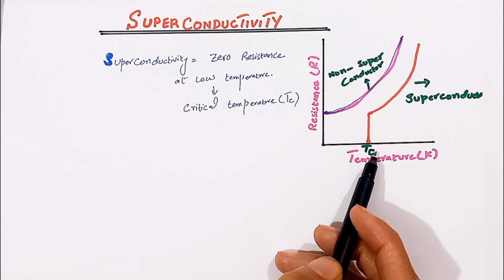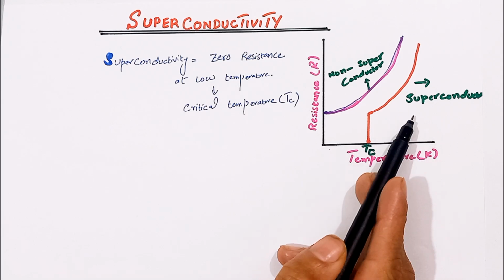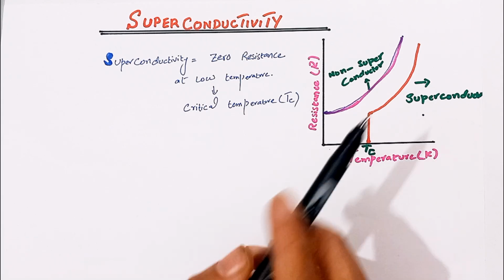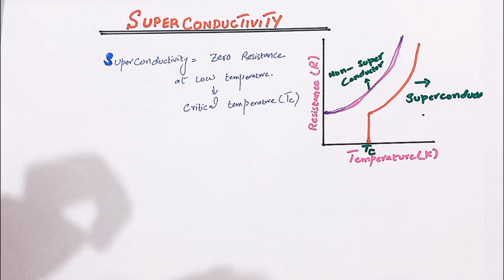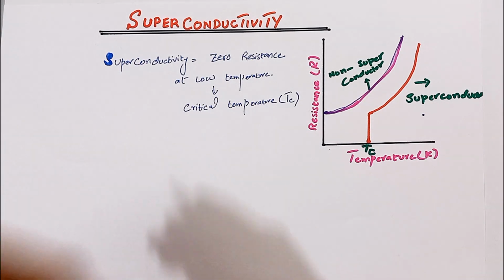When resistance is zero below the critical temperature, this type of material, the metal, is known as the superconductor. So here we write the definition of the superconductor.